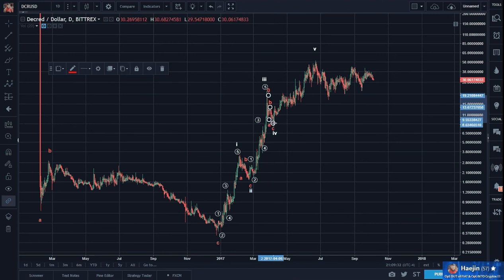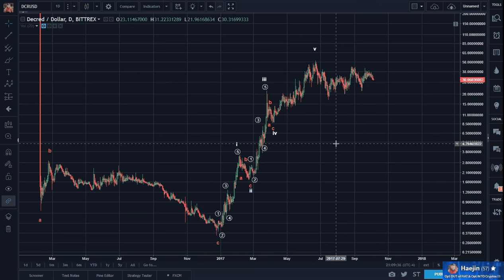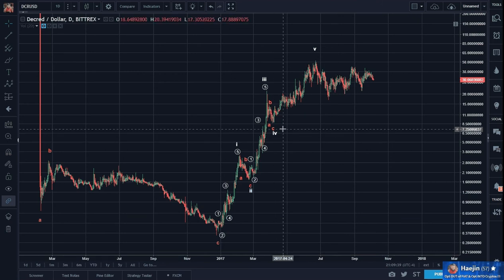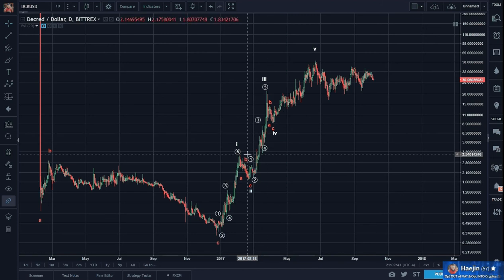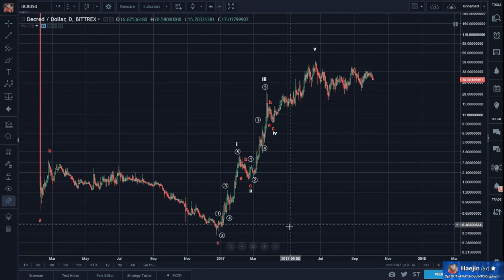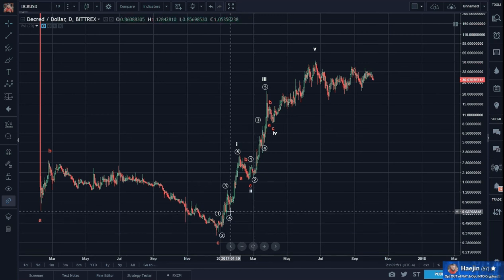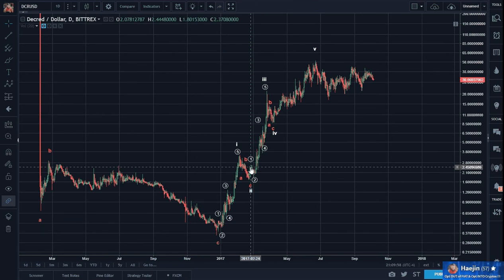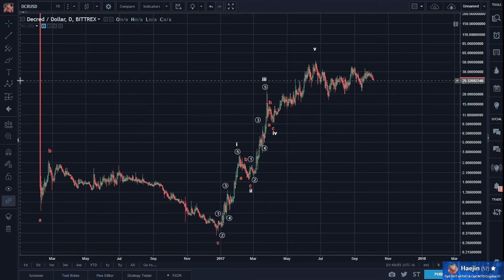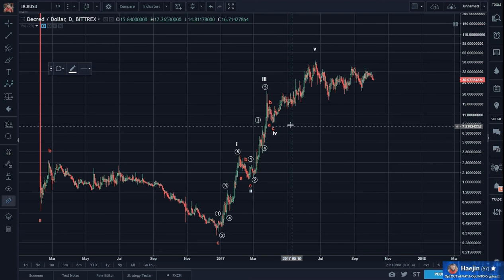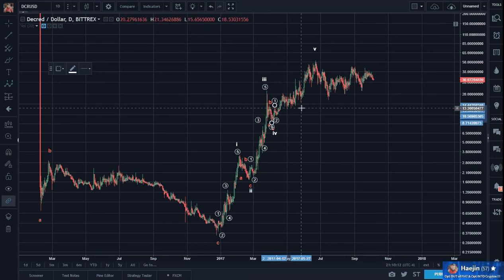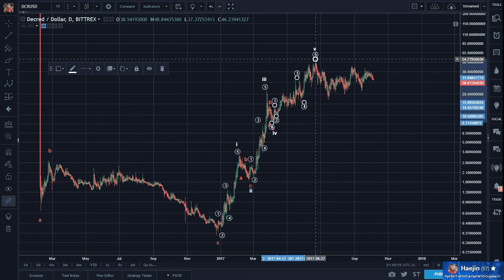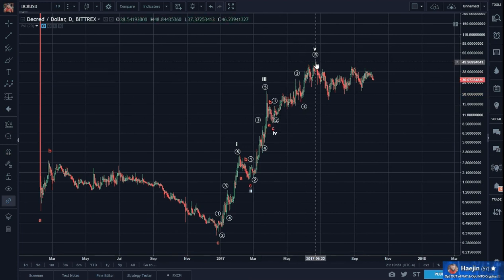A, B, C. That makes wave 4. And the bottom of wave 4, which is here, cannot overlap with the top of 1. No problem. Check. Even at the subwave level, the bottom of wave 4 here cannot overlap with the top of wave 1. No problem. And here's wave 5. Let's see if we can count 5 subwaves for wave 5. 1, 2, 3, 4, 5. Wave 5 has 5 subwaves.